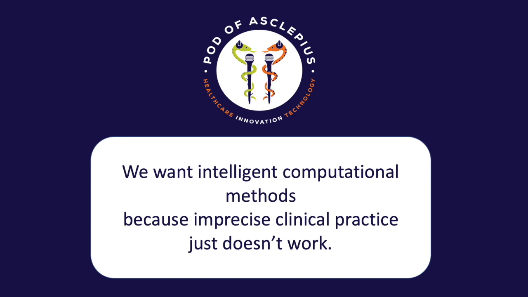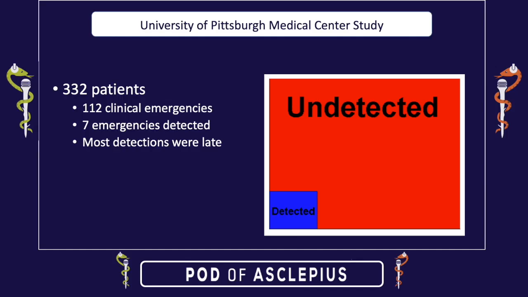And of those 332 patients, there were 112 clinical emergencies that were identified retrospectively from the patients' digital vital sign records. However, of those 112 events, only 7 were actually detected during the study at the time when the patient could have benefited from it. And of those 7, most of them were too late.